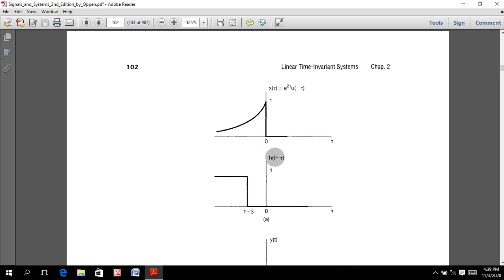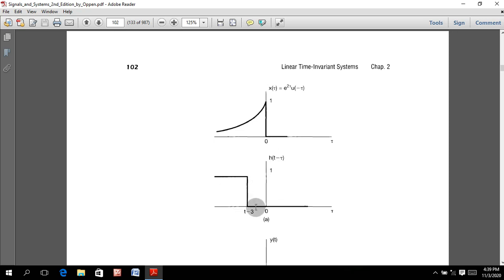Now suppose t is equal to 0. This signal starts from t equal to 0, but at t equal to 0, tau is basically minus 3, so it has started from here. Now when we take h of minus tau, you have to put tau equal to minus 3 to get a non-zero element.